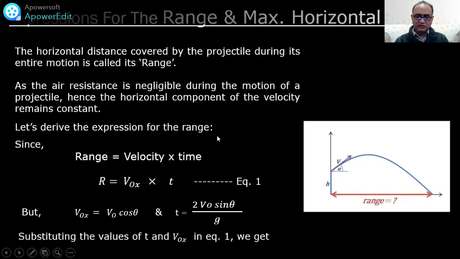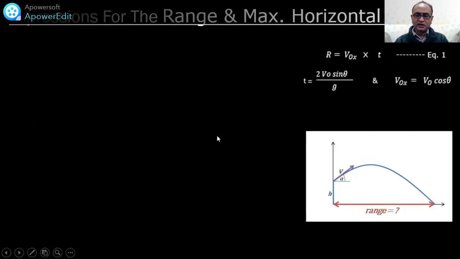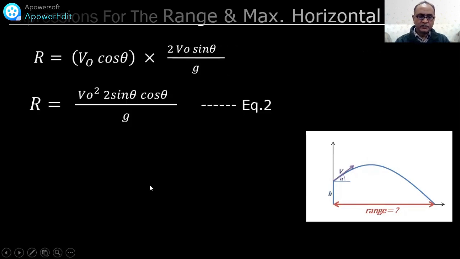Substituting the values of V naught x and T in equation number one, we get, on the right side, V naught cos theta and 2 V naught sin theta upon g. Here we have 2 V naught, so V naught square and 2 sin theta cos theta. Leave the equation here with the name equation number two.